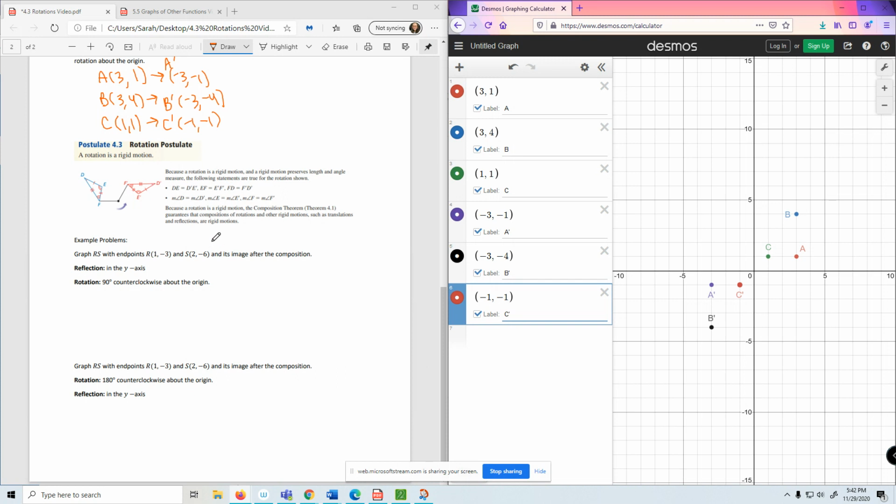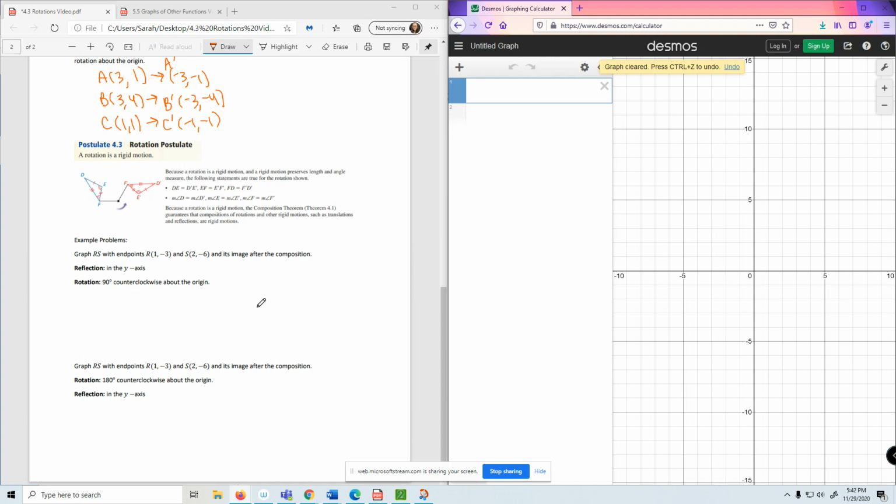Also, like we've talked about with composing multiple translations or a translation and a reflection, if we combine rotations and reflections, since those are both rigid motions, the composition of those will be a rigid motion also. So figures are staying the same size. They are just being rotated around, or in this case, rotated and reflected.